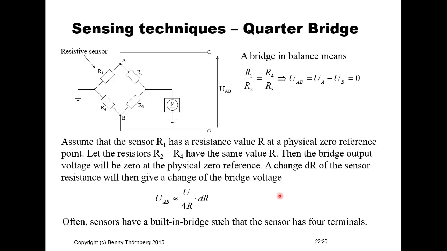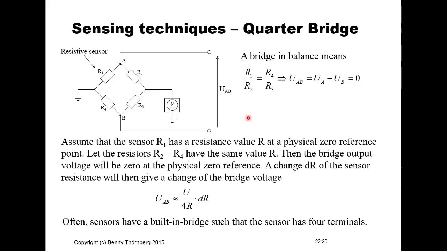Now, if we assume that the resistance value the sensor has at the reference level is assigned to the rest of the 3 resistors with a fixed value, then we have a bridge in balance at reference level, and R1 divided by R2 and R4 divided by R3 is equal, UA minus UB equals 0, and there is a 0 output.